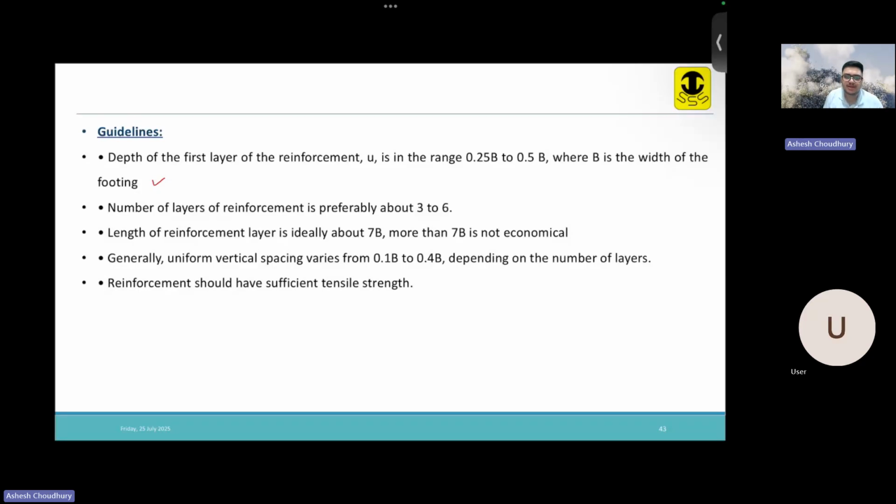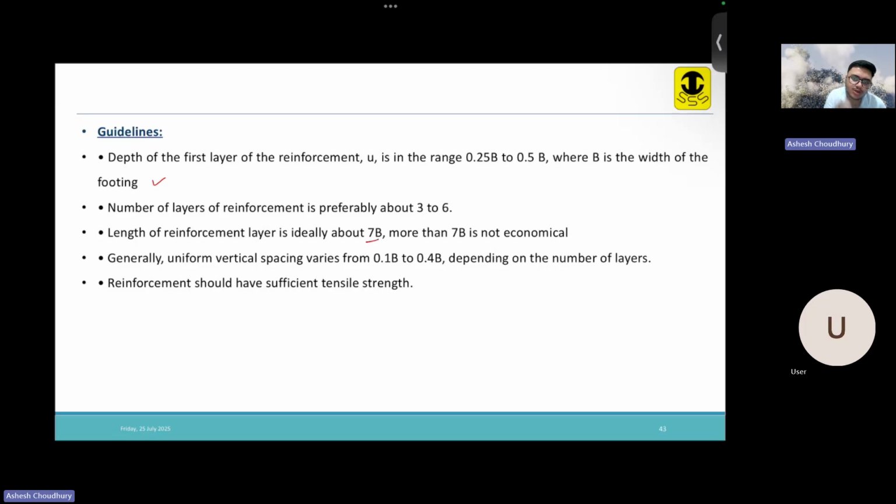Length of the reinforcement layer is ideally about 7B, but more than 7B is not economical. So ideally you put around 7B as length. Generally, uniform vertical spacing, this is delta H, varies from 0.1B to 0.4B depending on the number of layers. Last is that the reinforcement should have sufficient tensile strength.